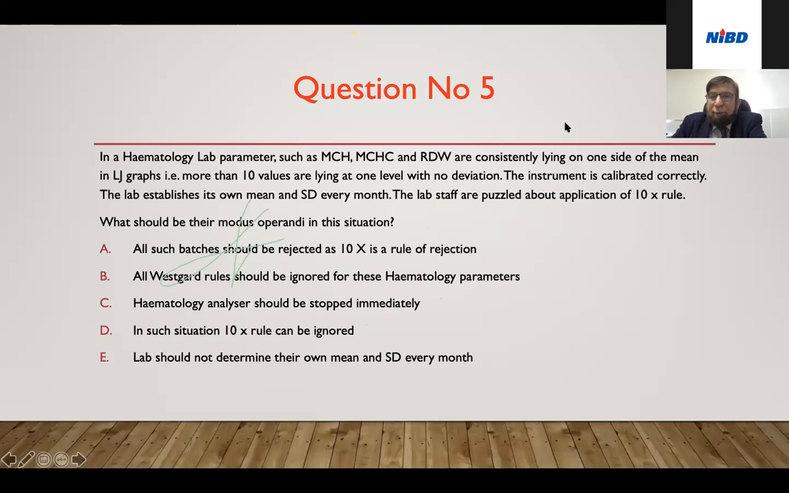So now this is the real problem: there is no complaint, nothing, but the 10x rule is being violated. What should they do?